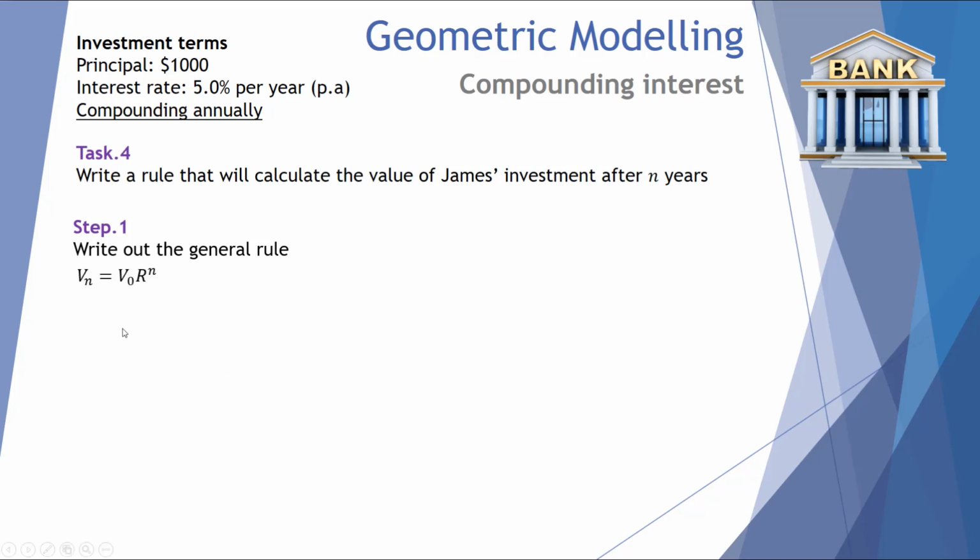So a general rule takes this format where we can work out the value of the nth year, the nth term, if we know its initial value, its growth rate, and the number of years. So let's again very quickly work out the growth rate, which we've done previously.